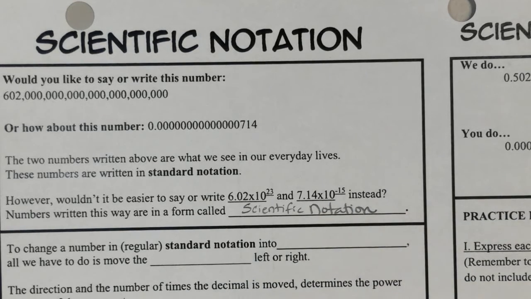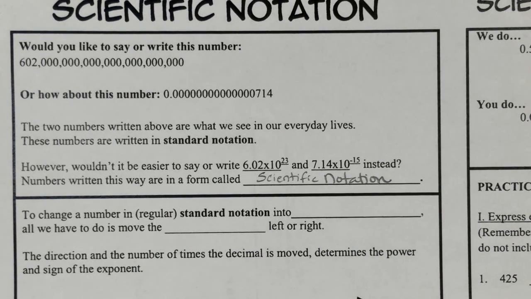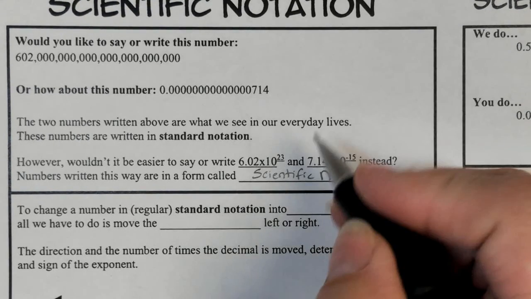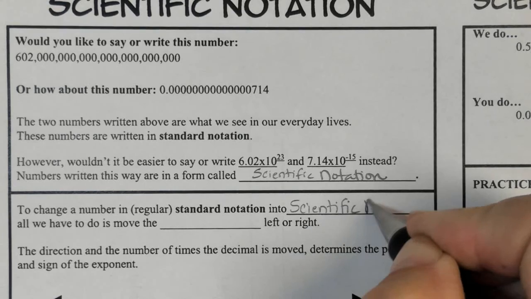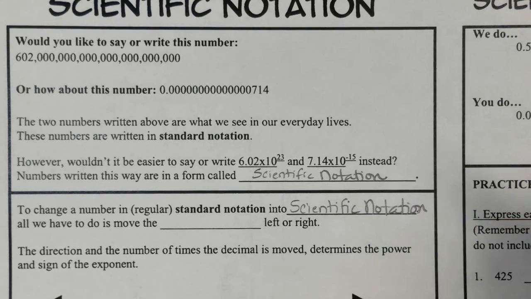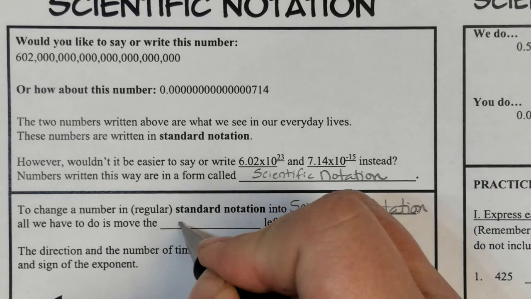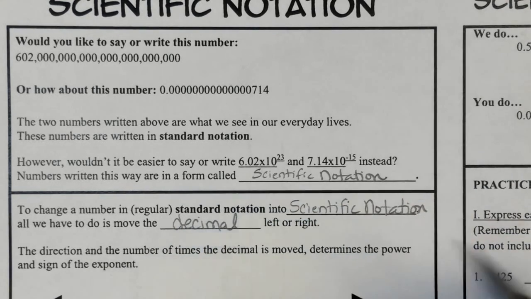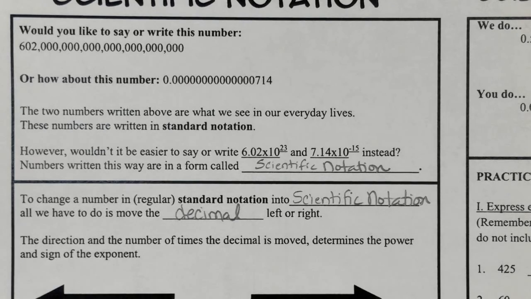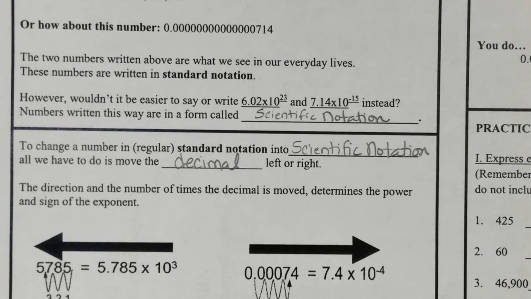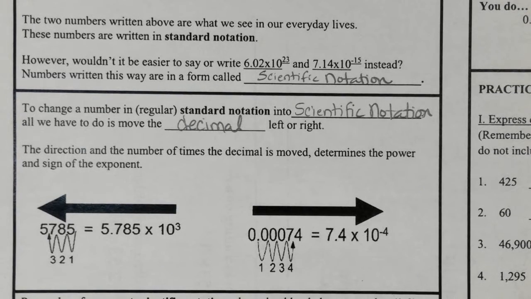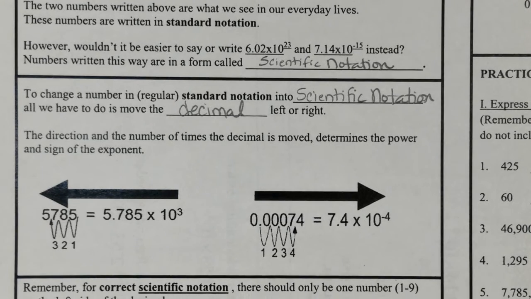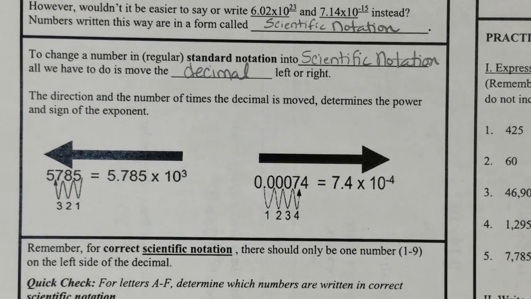This lesson is going to teach you how to change a standard form number into scientific notation just by moving the decimal. So to change a regular standard notation number into scientific notation, all we have to do is move the decimal, either right or left. Okay? The direction and the number of times the decimal is moved determines the power and the sign of the exponent.